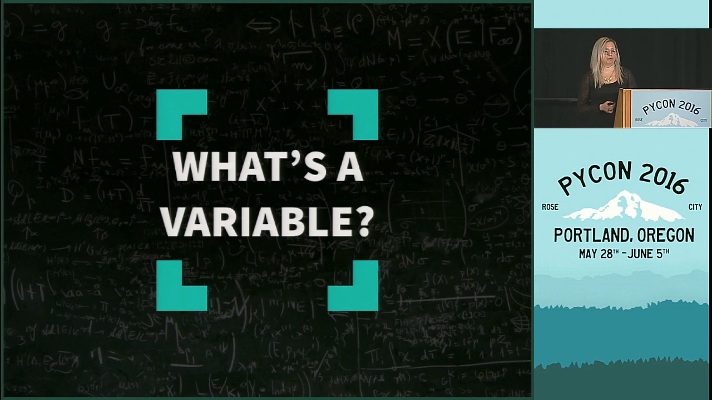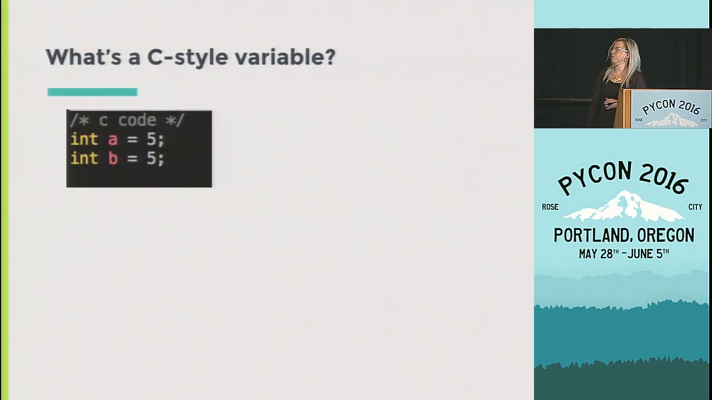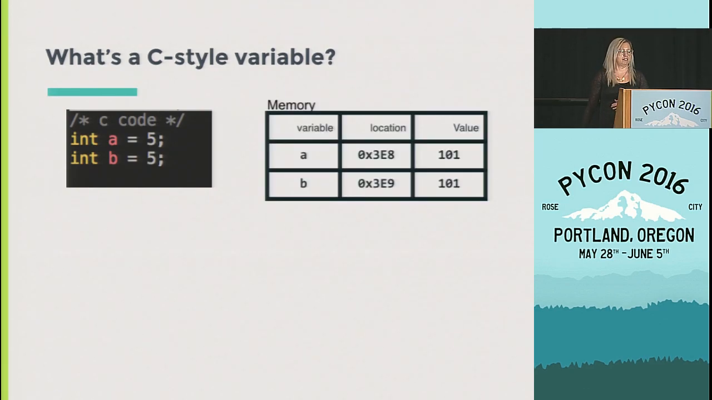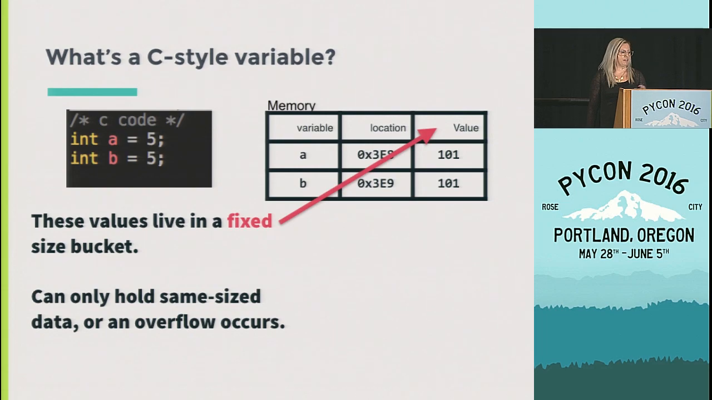So in order to really understand memory management in Python, we need to get a little bit philosophical and ask ourselves, what is a variable? A variable is a container that can store different values. So in this example, we have a style variable. It's a very simplified example. So here, we need to declare the type of that variable before its assignment. And that's because these variables live in memory like this. They live in a fixed-sized bucket. And that bucket can only hold the same sized value, or an overflow can occur.